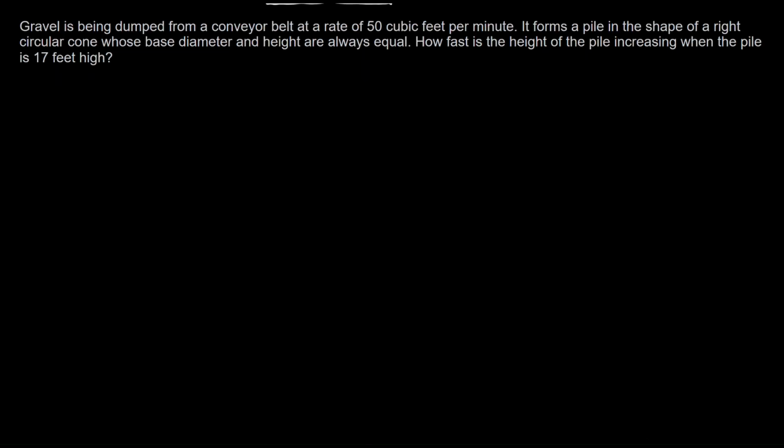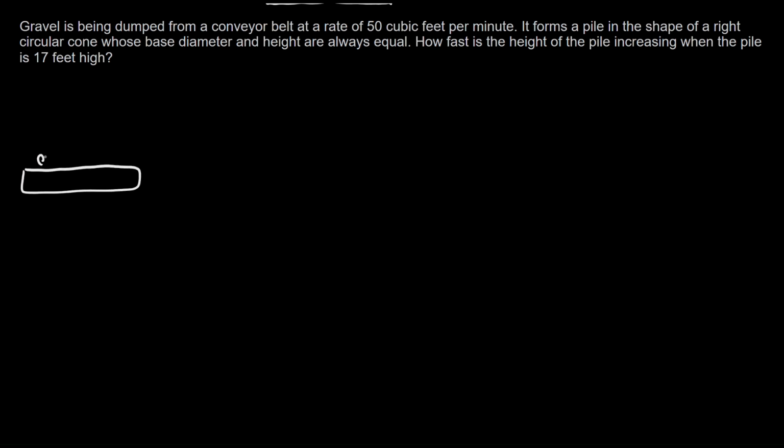Gravel is being dumped from a conveyor belt at a rate of 50 cubic feet per minute. It forms a pile in the shape of a right circular cone, whose base diameter and height are always equal. How fast is the height of the pile increasing when the pile is 17 feet high?